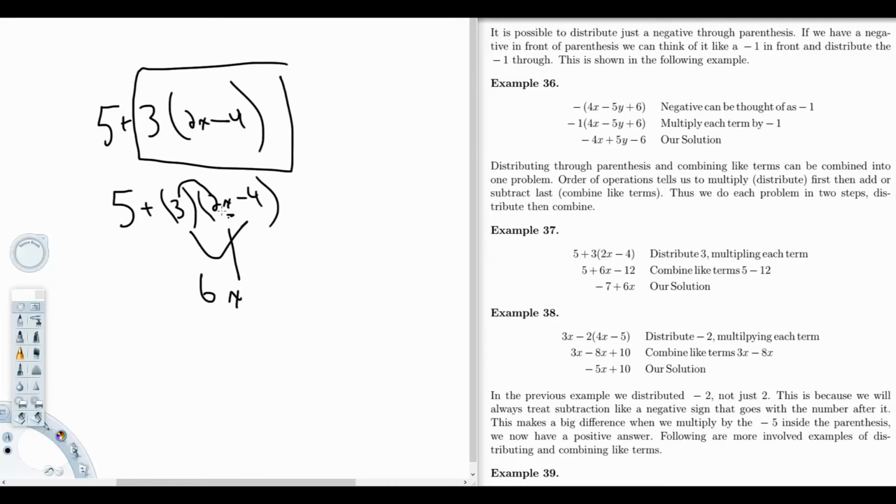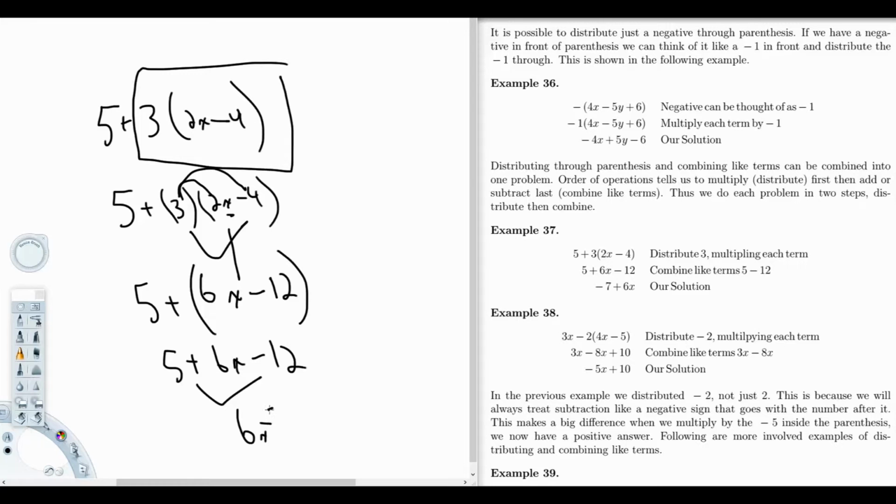Bring down the x. 3 times negative 4 equals minus 12. Put this in one big parentheses: 5 plus. You can remove the parentheses now because we can't continue this. 5 plus 6x minus 12. And we can combine these: that will be 6x minus 7. That's the solution. All right.